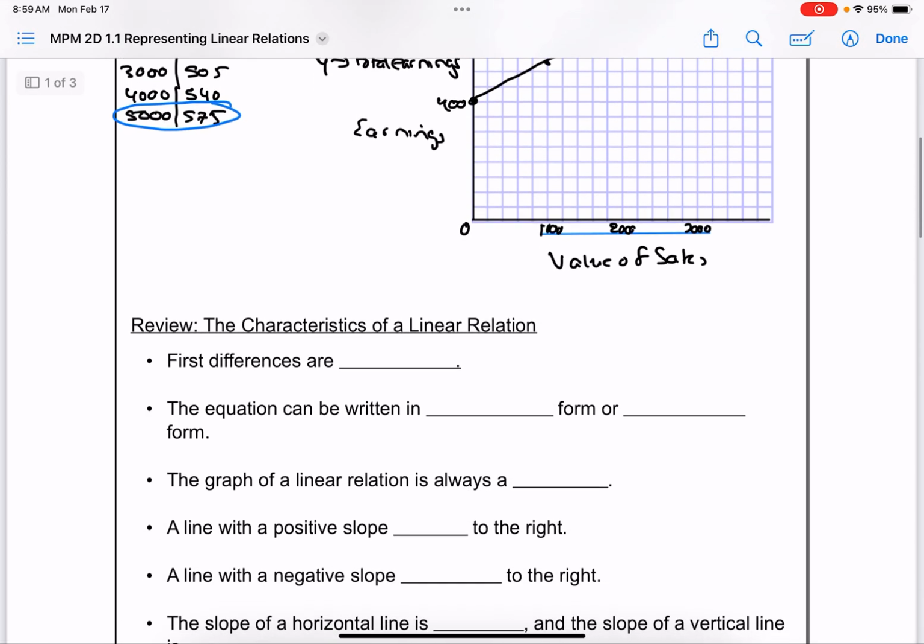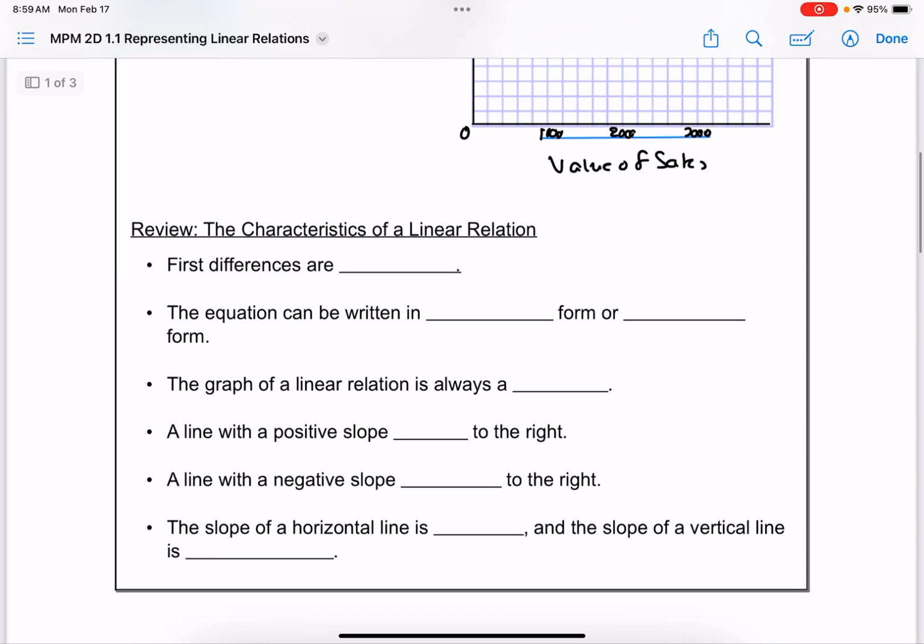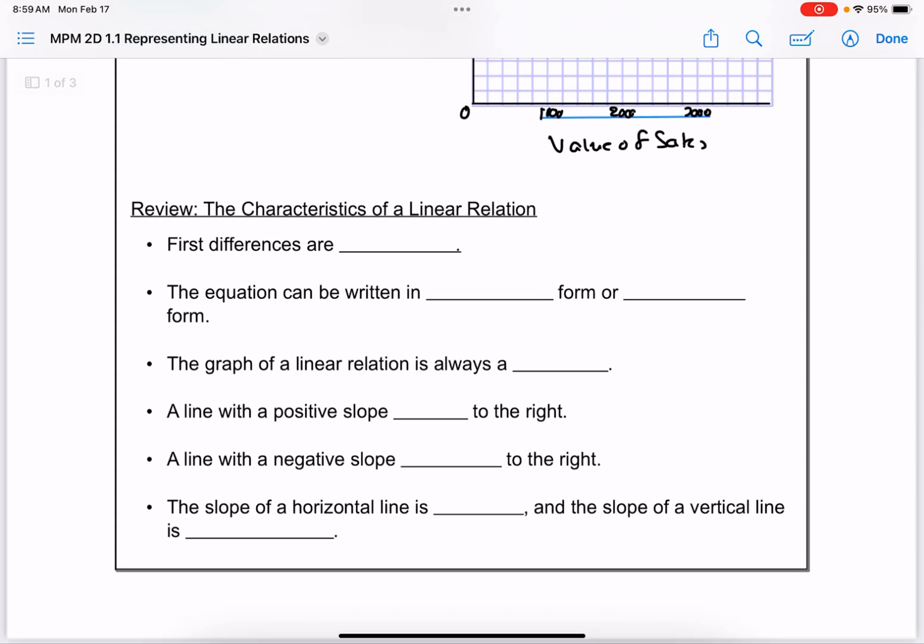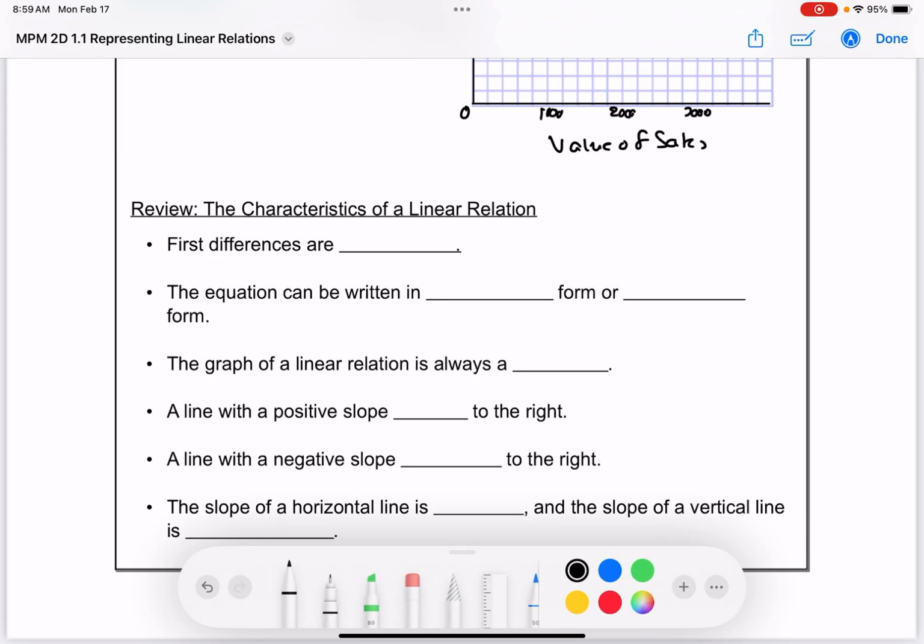Okay, a lot of the rest of what we're doing today is review. The only thing that's tricky is we're going to talk about creating equations from words, which I know is a struggle, but just keep practicing and it'll come. Okay, so this stuff we've talked about already. First differences for a linear relationship are equal. So if I give you a table, you just check the first differences. An equation can be written in standard form, which we don't love that much, or slope y-intercept form, which we do like a lot because it tells us a lot.